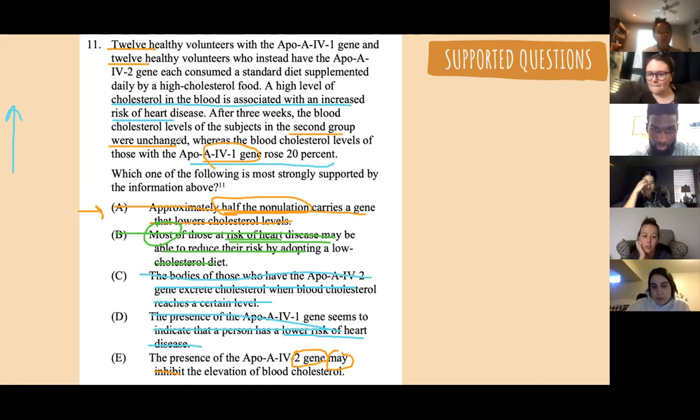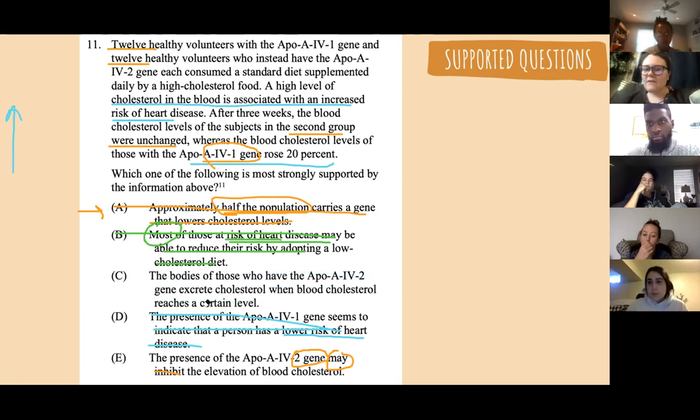I have a question. Yes. I was kind of considering C. Is it out because it pulls in outside information by reaching a certain level? Yeah, where do we have any support that those that have gene 2 release cholesterol when blood cholesterol reaches a certain level? What sentence would you say supports that? Nothing. Yeah, so when in doubt, you can double check yourself with that.